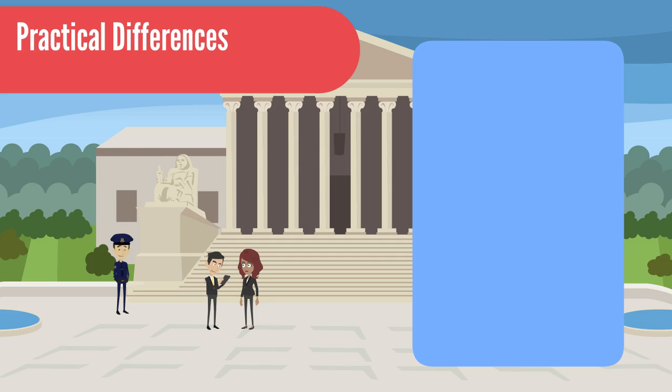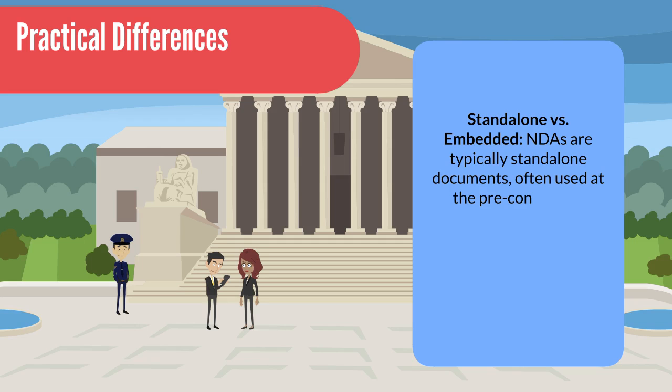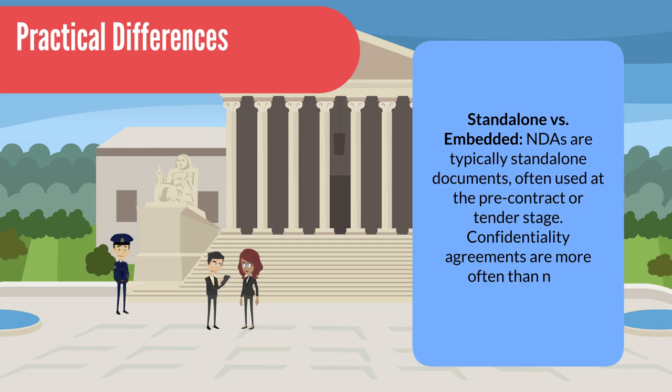While there is no strict legal distinction between NDAs and confidentiality agreements in UK law, the practical context can often differ. Standalone versus embedded. NDAs are typically standalone documents, often used at a pre-contract or tender stage. Confidentiality agreements are more often than not embedded within larger contracts.